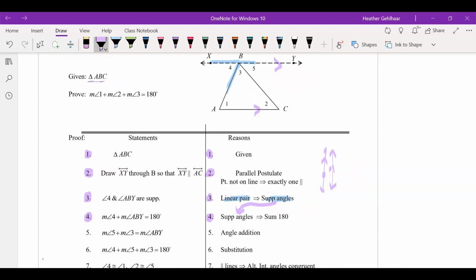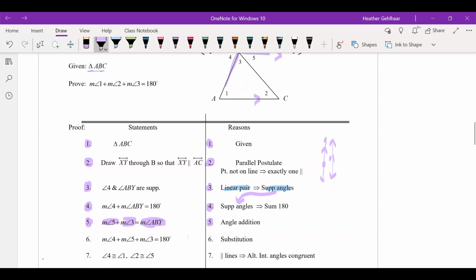Next, we can go ahead and say, all right, well, let's take a look at the measure of angle ABY. So ABY is this big angle here. It is made up of 3 and 5. So the measure of angle 5 plus the measure of angle 3 will equal the entire angle, right? And that's angle addition postulate.